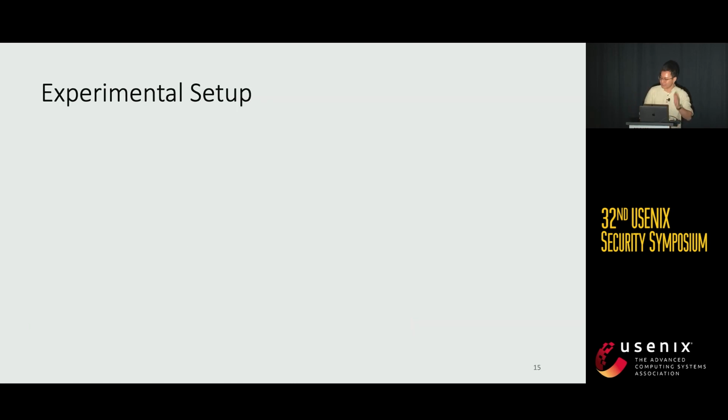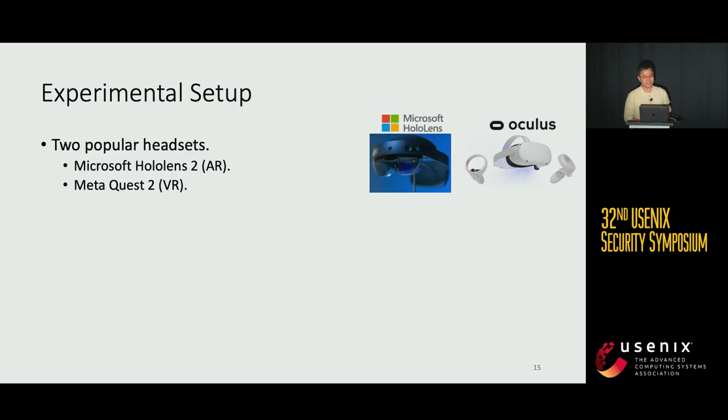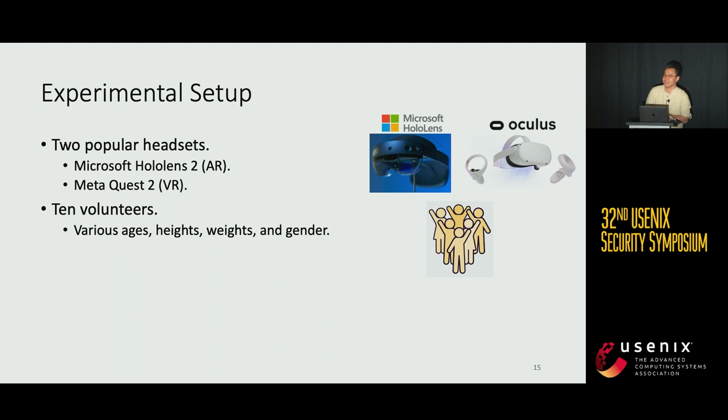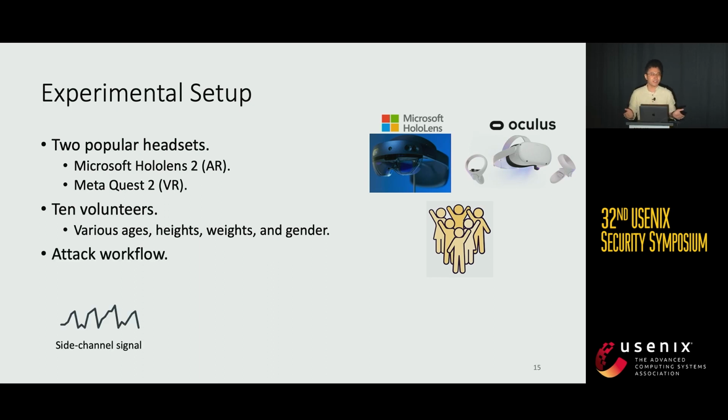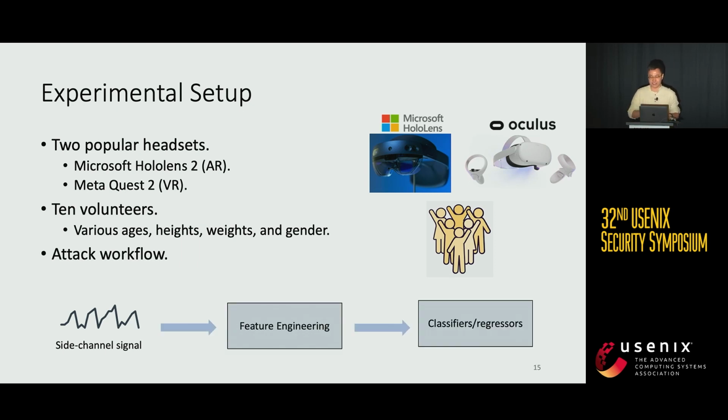Okay, about our experimental setup: we test all attacks on two popular headsets, one for AR and another for VR. Ten volunteers were involved in the attacks. This is our attack workflow. After collecting the side-channel leakage, we put it through a feature engineering module to extract interesting features. Then we feed them into a classifier or regressor for each specific AR/VR task.